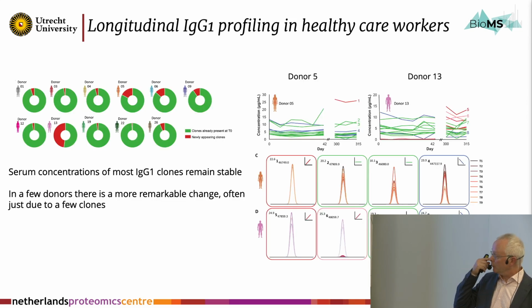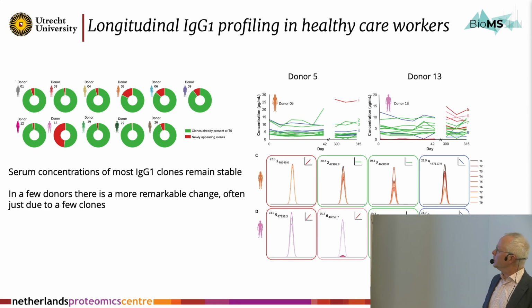Now, to look a little bit further into that, here we compared in these pie charts, does your antibody repertoire still look the same after a year? If it's totally green, it's identical. And the more red it is, the more it's different after a year. So we see some differences, but mostly they are green, but there are a few donors that are very red.